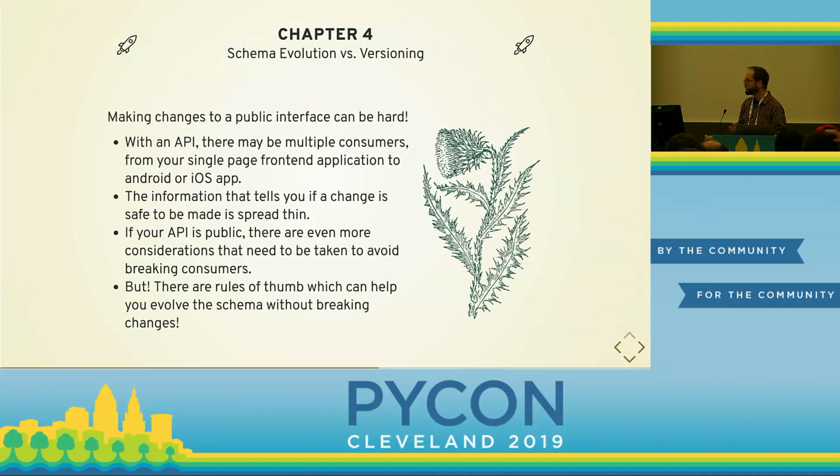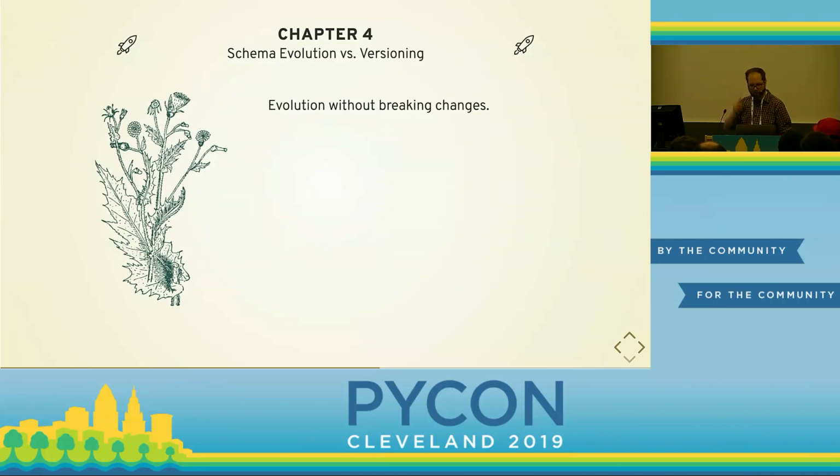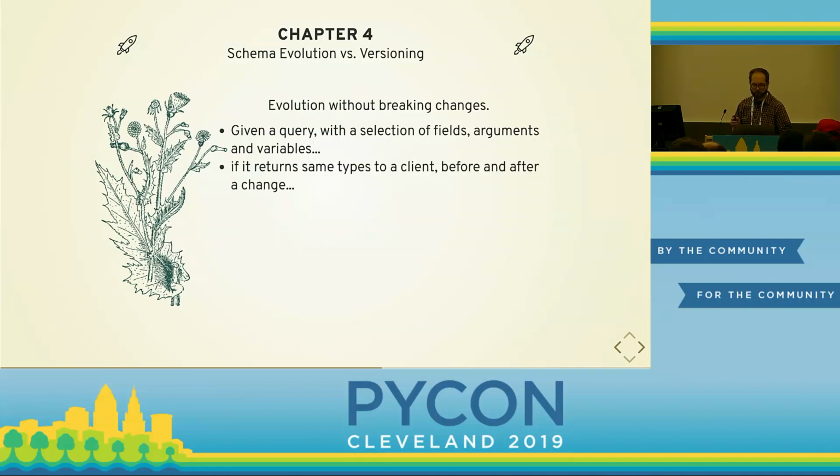But there are some general rules of thumb that we can follow to help us evolve the schema without breaking changes. And GraphQL provides some constraints that make adhering to those rules of thumb a bit easier. So what does it look like to evolve without having breaking changes? Given some query with a selection of fields, arguments, and variables, if it returns the same types to the client before and after the change, then we can say that that's not a breaking change. So types help us make that promise more easily.